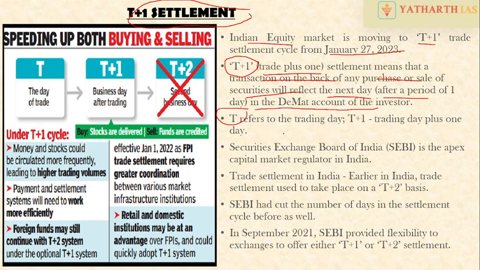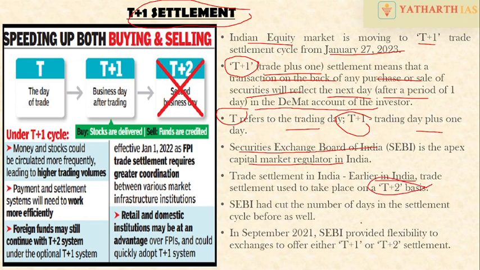So, T refers to the trading day. T plus 1 is trading day plus 1 day. The Securities and Exchange Board of India is the apex capital market regulator in India. Earlier in India, trade settlement used to take place on a T+2 basis.